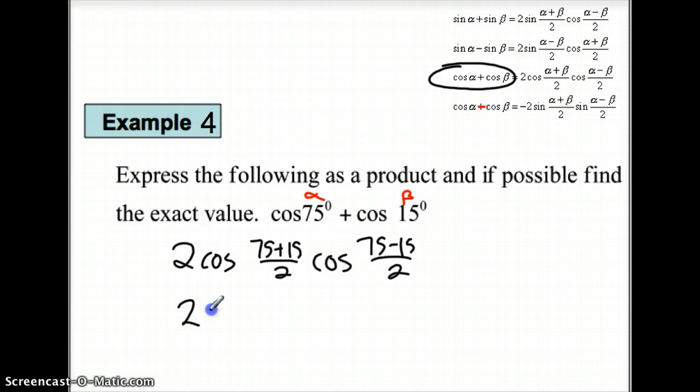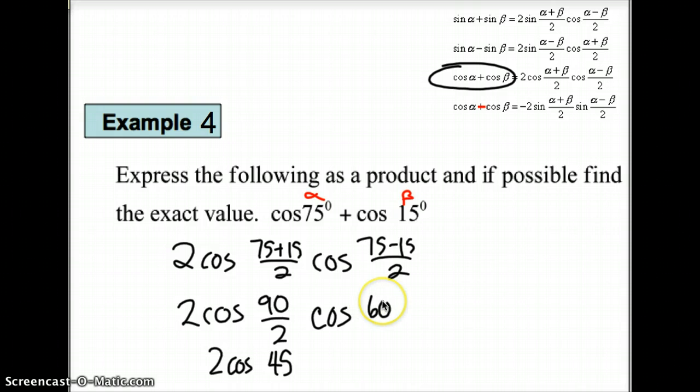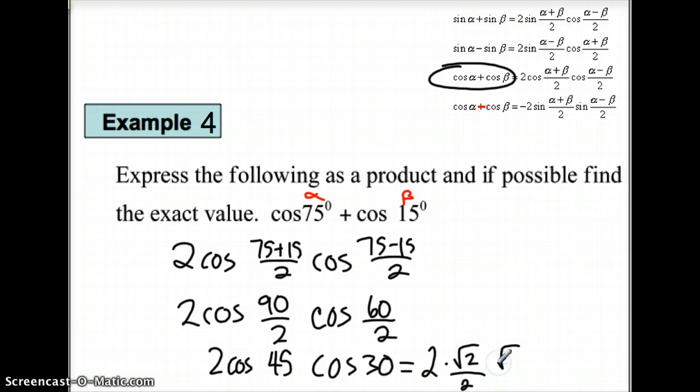So let's see where this takes us. 2 cosine of, it'll be 90 divided by 2, or 45. So we have 2 cosine of 45. Well, we do know the cosine of 45, so this is looking promising. Cosine of 75 minus 15 is 60 over 2. And then once again, we know cosine of 30. So now this one I actually can find an exact value. I'm going to do that by looking to my unit circle and seeing that cosine of 45 is square root of 2 over 2, and also seeing that cosine of 30 degrees is square root of 3 over 2.